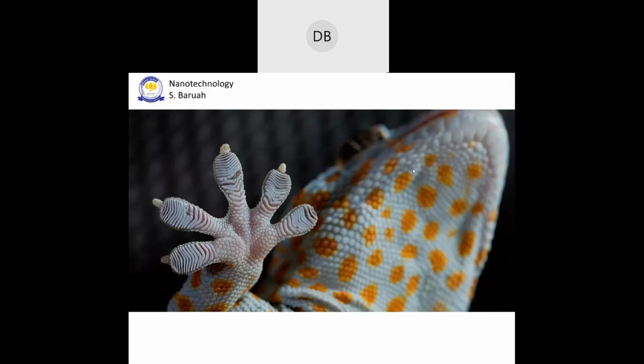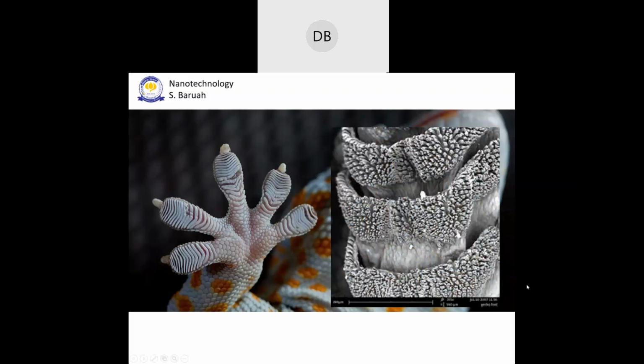Now this is because of the unique structure of the legs, the feet, basically the fingers that they have. This is the bottom view of a gecko's feet. Now let me zoom in. What do I see? That is a zoomed part of this.